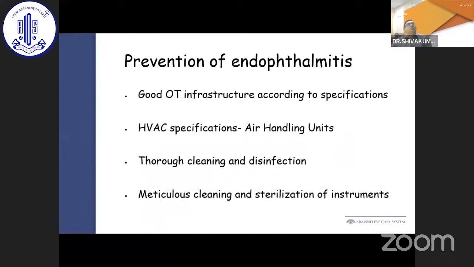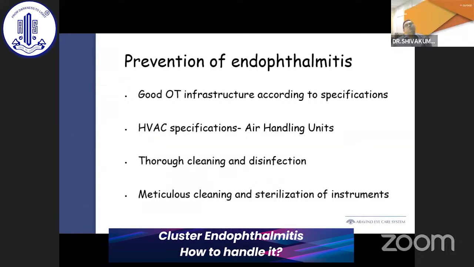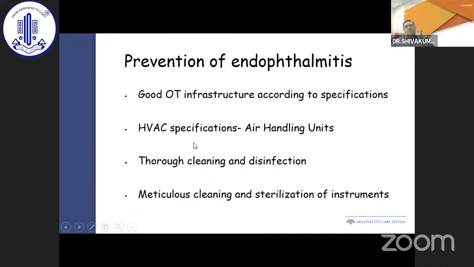And we know that prevention of endophthalmitis starts with a good OT infrastructure according to specifications laid down by various organizations, and also the HVAC (heating, ventilation, and air conditioning) specifications and air handling units. So these specifications also help in preventing. But more important is a thorough cleaning and disinfection in the operation theater. And the most important is a meticulous cleaning and sterilization of the instruments.